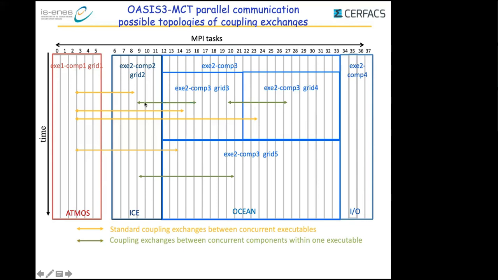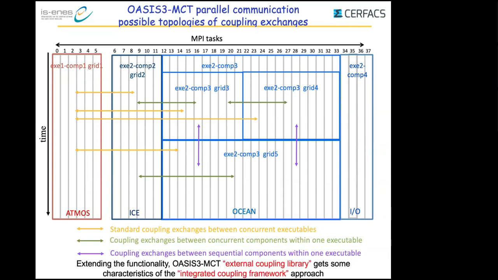That is, you can implement exchanges of coupling fields between 2 different components that would run within the same executable concurrently at the same time. Those are illustrated here in green. And you can even now implement coupling exchanges between sequential components within one executable. So this is possible with OASIS3-MCT.